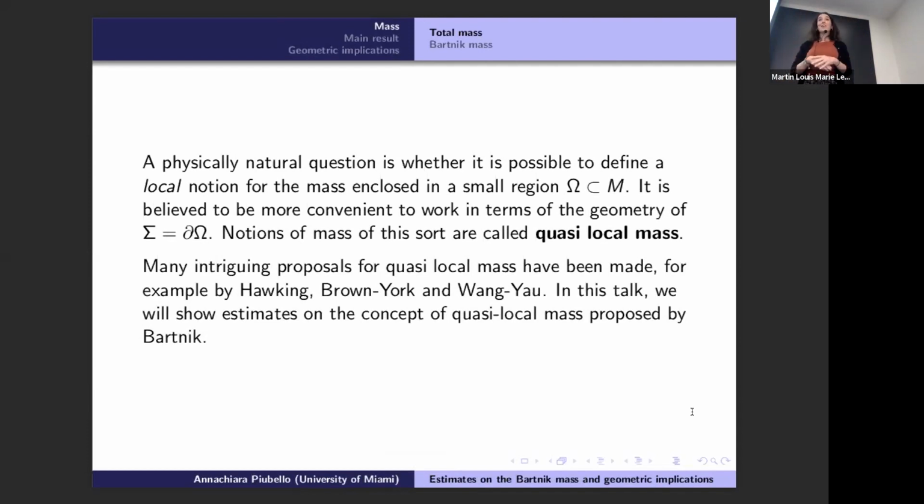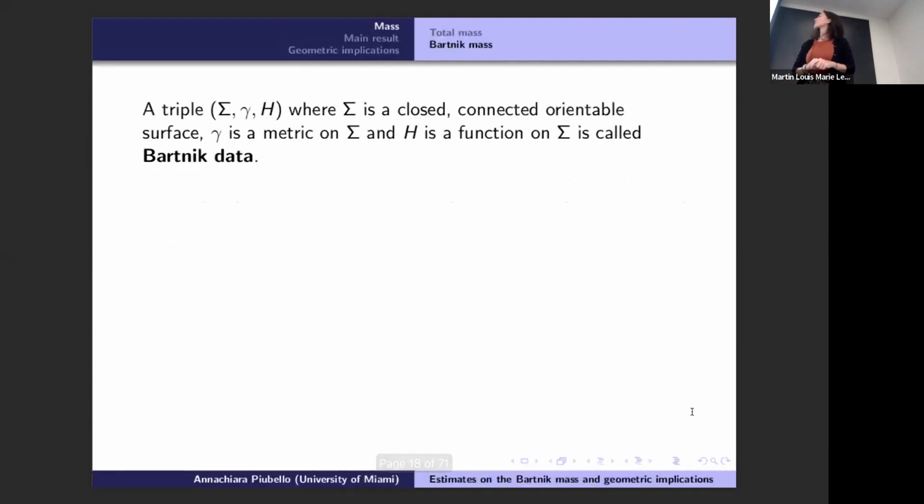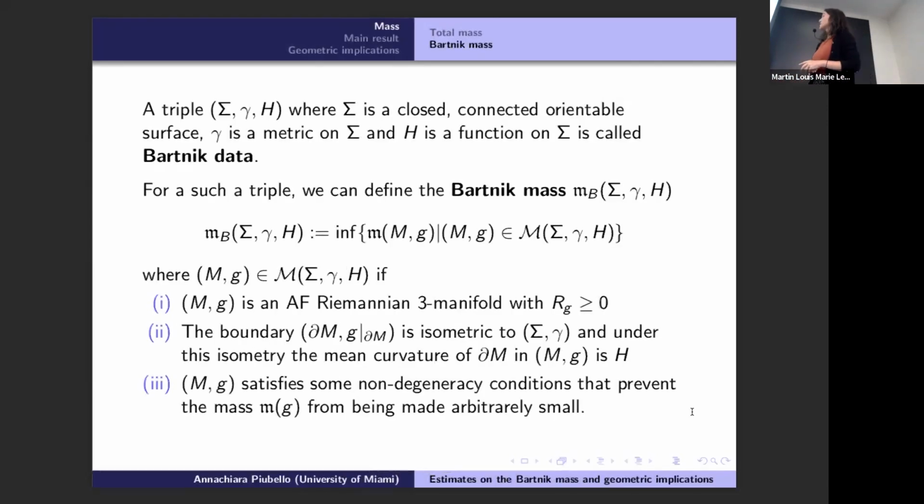And in this talk, we will in particular look at the quasi-local mass proposed by Bartnik. So let me give you the framework. If we have a triple that consists of a closed connected orientable surface with a metric on it and a function, we call that the Bartnik data. For the Bartnik data, we can define the Bartnik mass. The Bartnik mass is defined as the infimum over the mass.